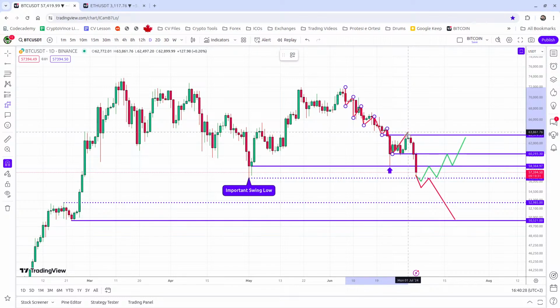So it just reached the resistance level. Sorry, not the support. I said support before, and then it dropped again. What I'm looking for is something like this green scenario here, something that starts to break resistances and goes all the way up.